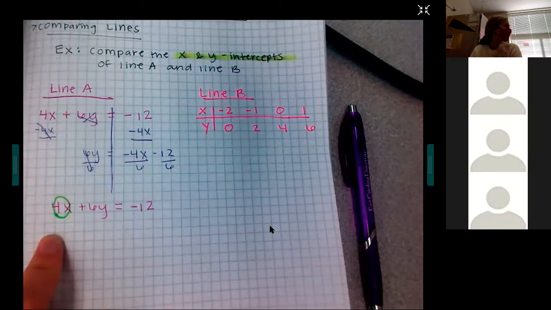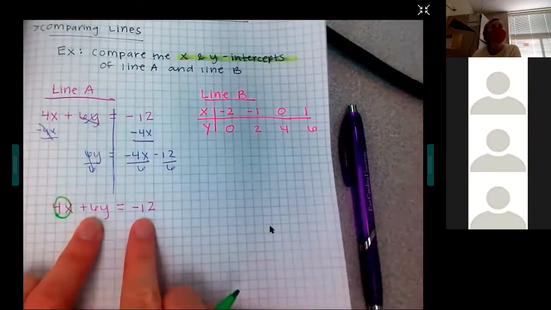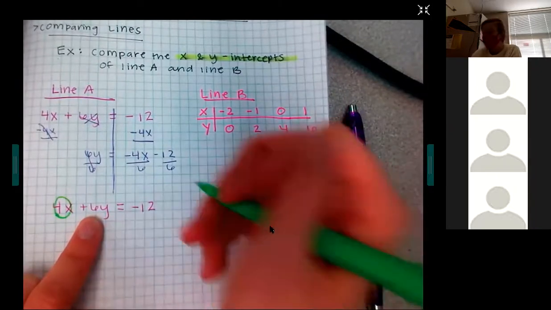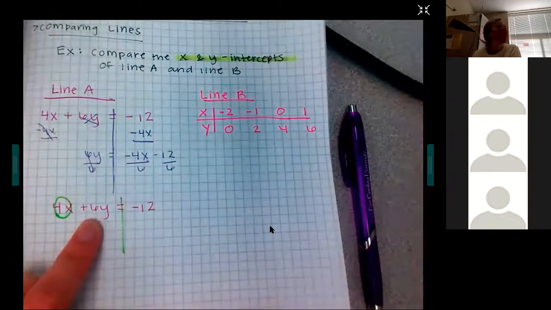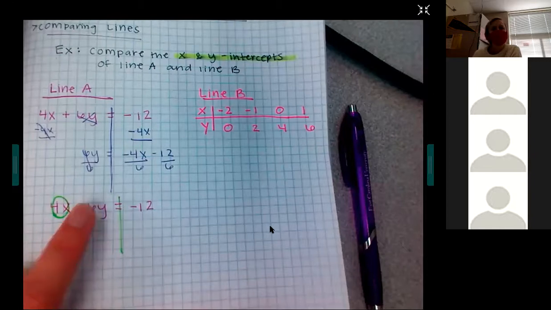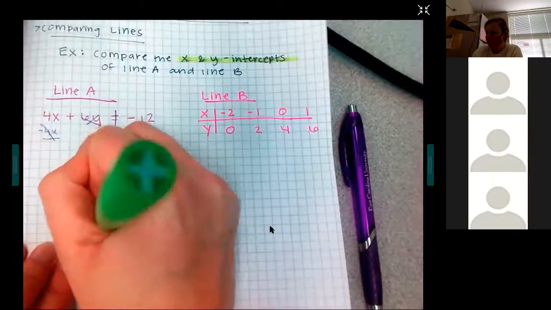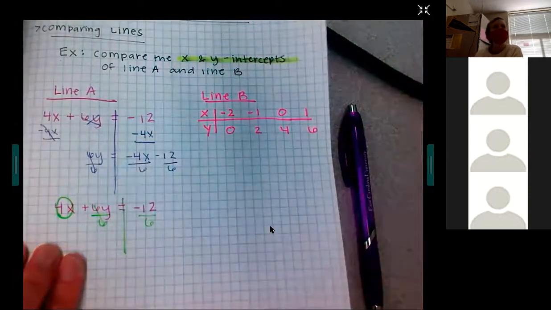Are you with me? So now you just got to solve what's left. How do you find y? Divide by, not 2. 6. So check this out. What's negative 12 divided by 6?